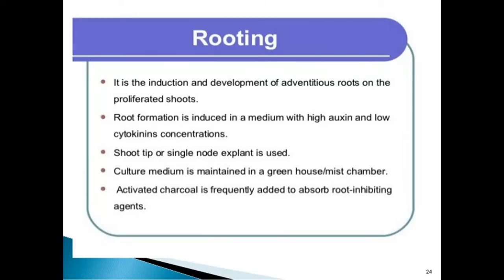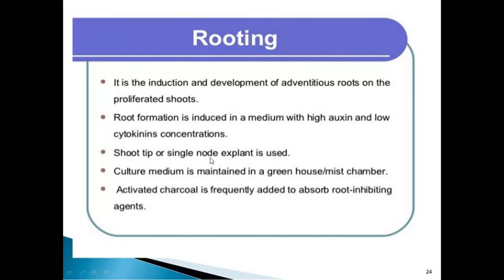Now the next step is rooting. In rooting it is the induction and the development of adventitious roots on the proliferated shoot. So the root formation is induced in a medium with high auxin and low cytokinin concentration. See here, this point is very important for the root formation. In this medium, we have the high auxin and low cytokinin concentration.